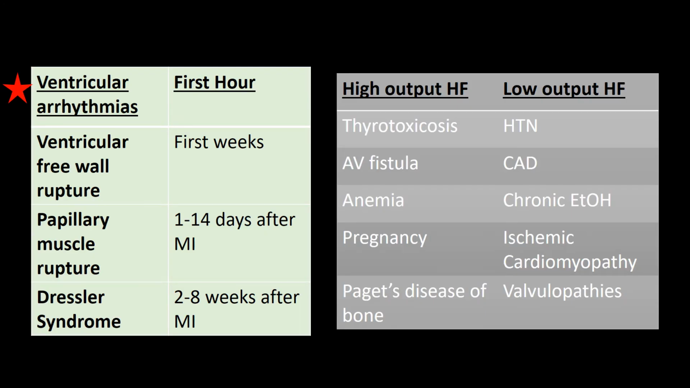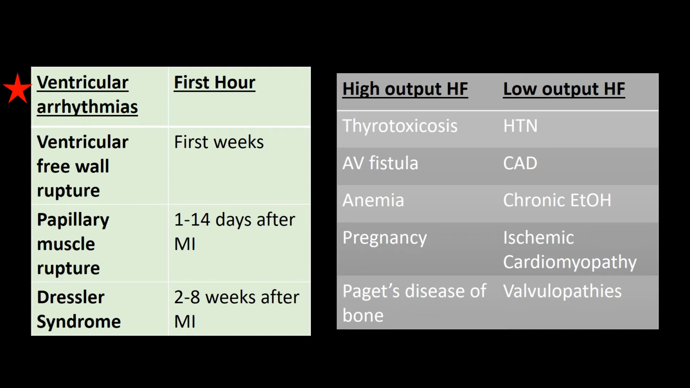All right, so status post-MI complications can be seen in this table. Ventricular arrhythmias occur within the first hour. Ventricular free wall rupture occurs within the first week. It's the most common complication, by the way. And then papillary muscle rupture occurs within 1 to 14 days after an MI, and Dressler syndrome occurs 2 to 8 weeks after an MI. Remember that Dressler syndrome is treated with NSAIDs.